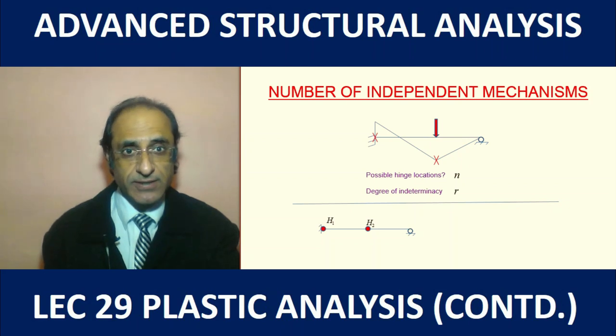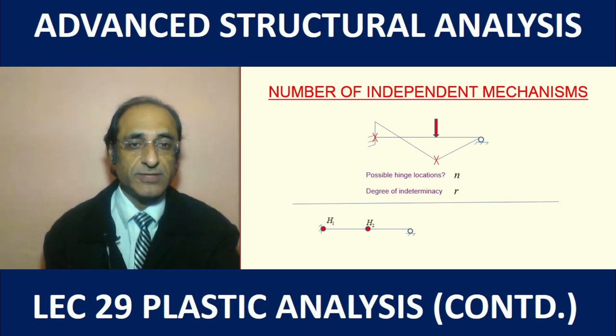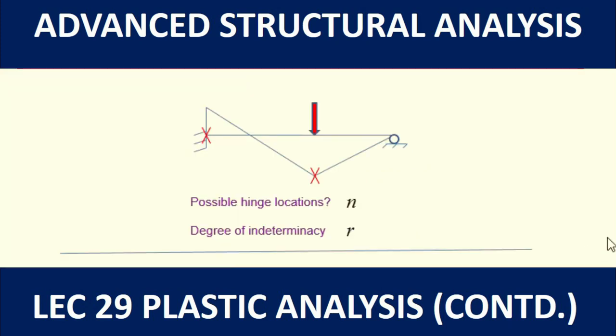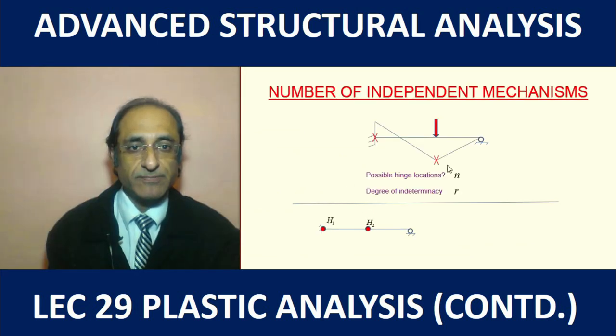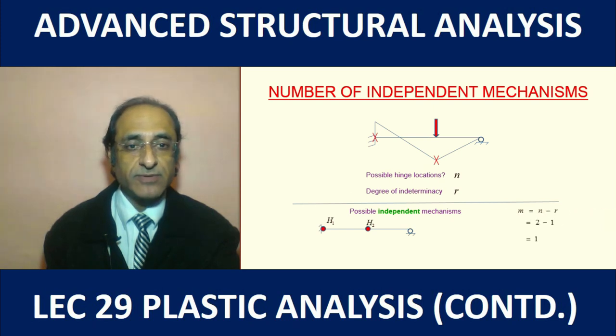Now we have already come to one observation that in an indeterminate structure the number of plastic hinges required to bring about the total collapse of the structure is equal to 1 plus the degree of indeterminacy. So this fact we can now utilize in solving the problems, and we also derive one more mathematical formulation to help us. So if n is the total number of possible hinge locations, for example here there are 2 possible hinge locations, and if r is the degree of indeterminacy, then the number of possible independent mechanisms is equal to n minus r.